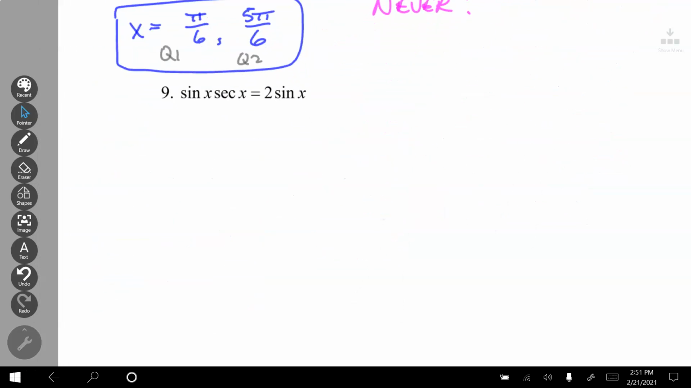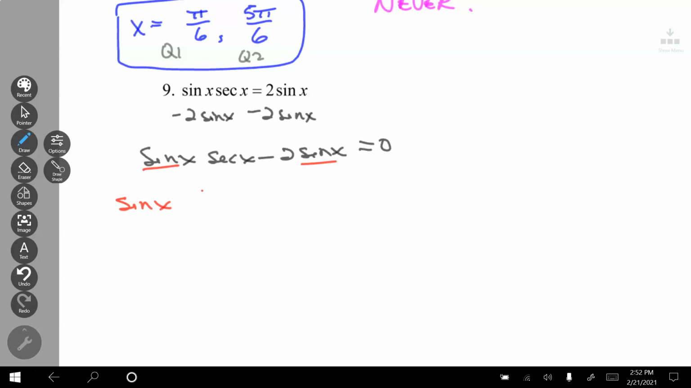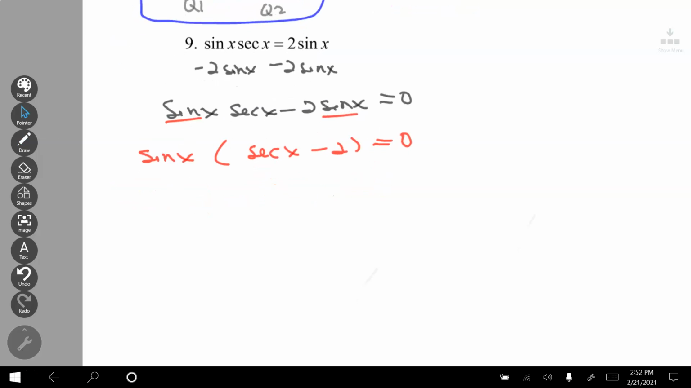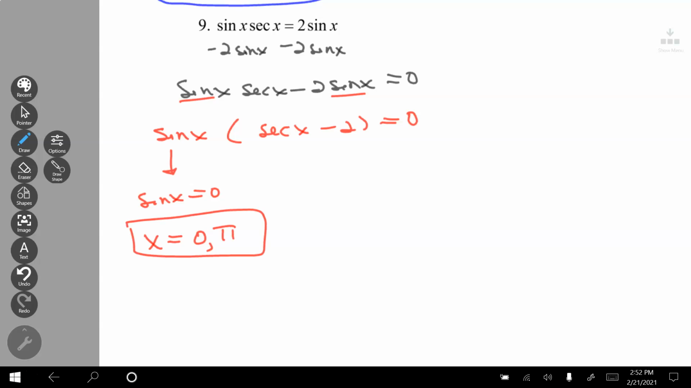And finally, this last one, again, I see that it's not equal to 0. I'm going to do my basic algebra manipulation of subtracting things over. Sine x secant x minus 2 sine x equal to 0. I see they have a sine in common. Sine of x, parentheses, secant x minus 2 is equal to 0. So that's what I have. This part is easy. Sine of x is equal to 0. And when does sine equal 0? Well, that's at angle 0 and angle pi, which I think we've done before.